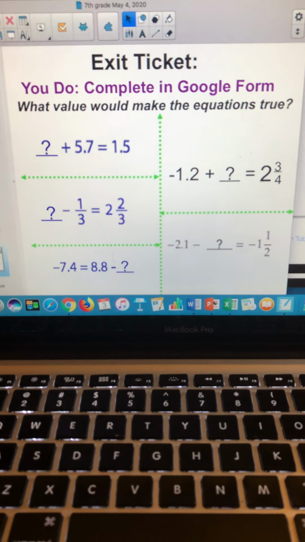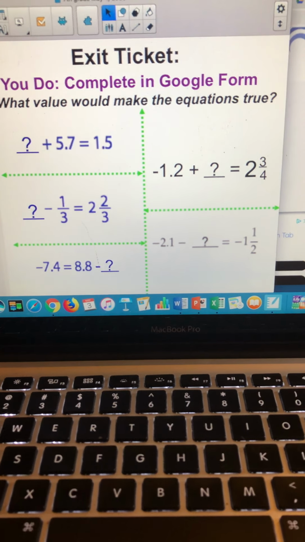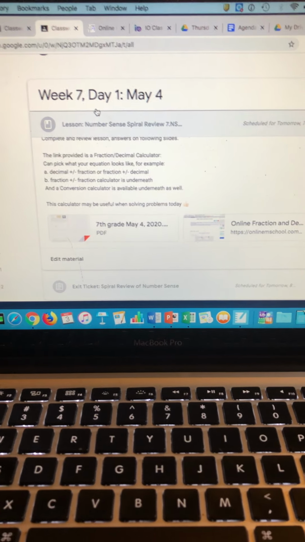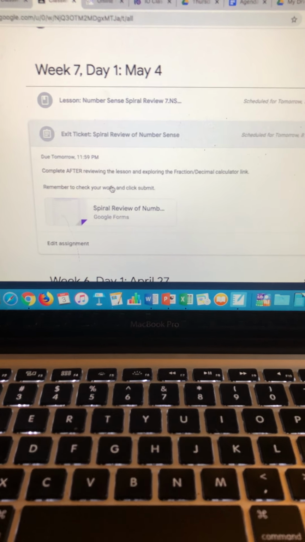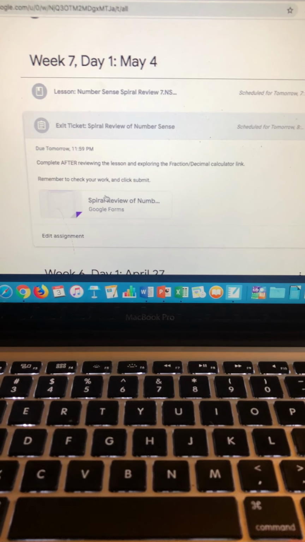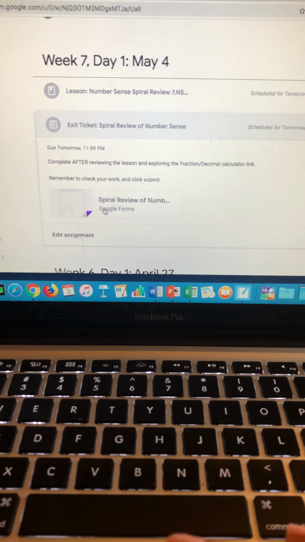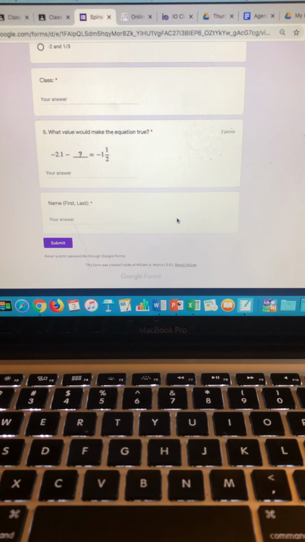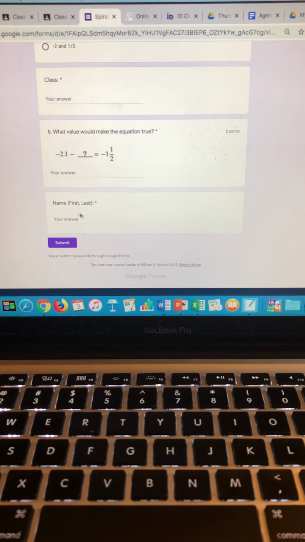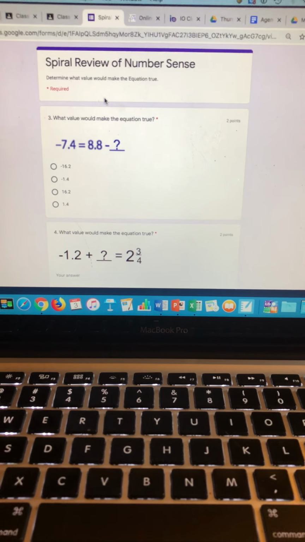The answers follow, and then you have an exit ticket to complete at the end of the lesson once you've reviewed all of it. So I'll go back here. You guys will see that your exit ticket is right here. You're going to complete it after going through the lesson, making sure you're confident with it. Remember to use that calculator link that we gave you with the lesson, and you'll complete your 5 questions, and then just remember to click submit, okay? The questions are a little shuffled today, so your name might be at the bottom and your class might be somewhere in the middle, so just answer in the order that they come in, okay?